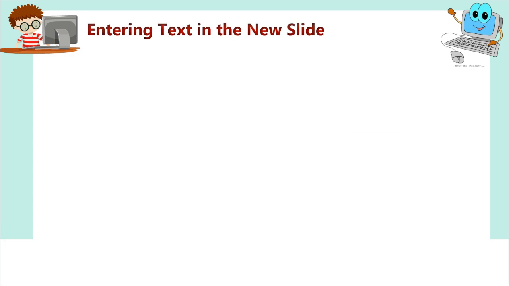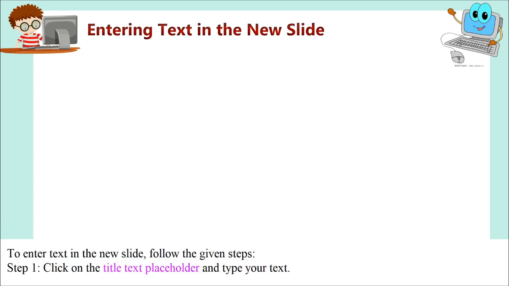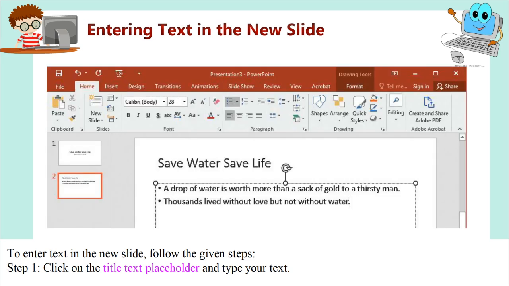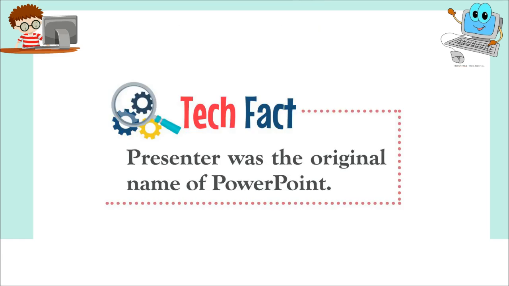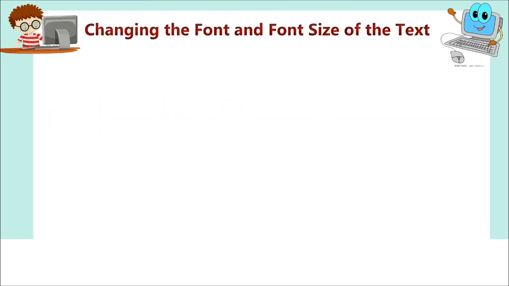Entering text in the new slide. To enter text in the new slide, follow the given steps. Step 1. Click on the title text placeholder and type your text. Step 2. Click on the subtitle text placeholder and type your text. When you press the Enter key, a new bullet appears in the next line. Type the remaining text. Tech fact: Presenter was the original name of PowerPoint.